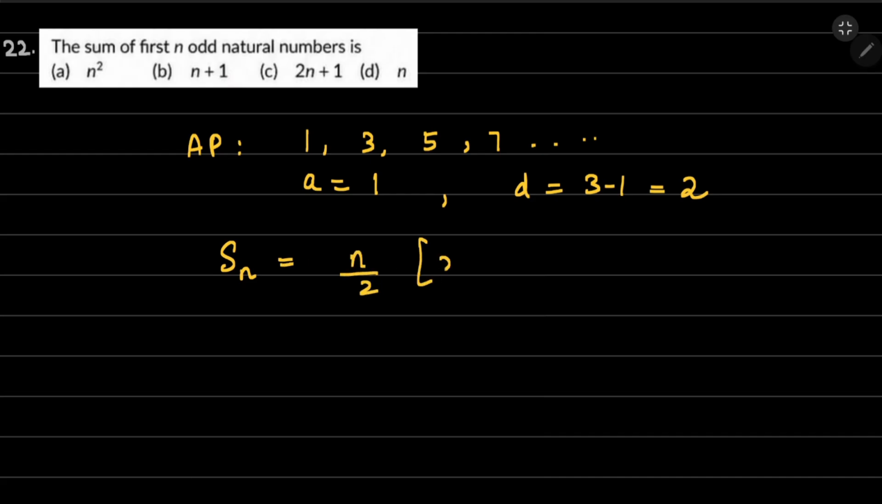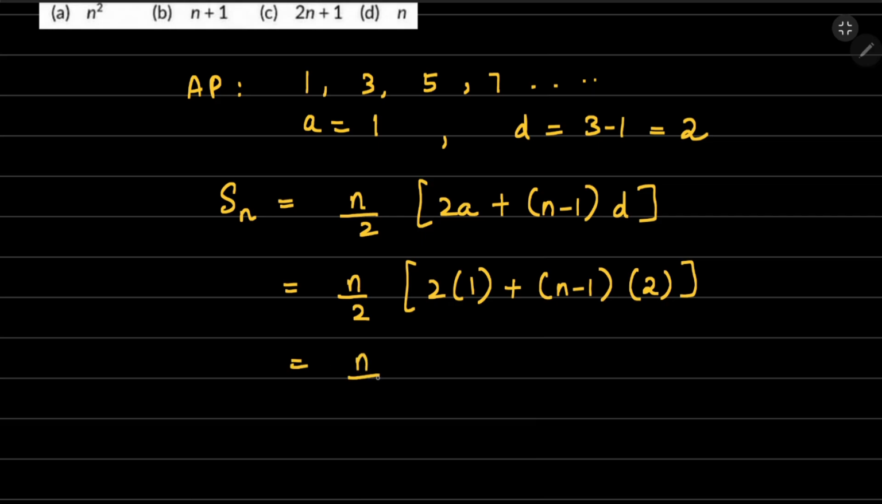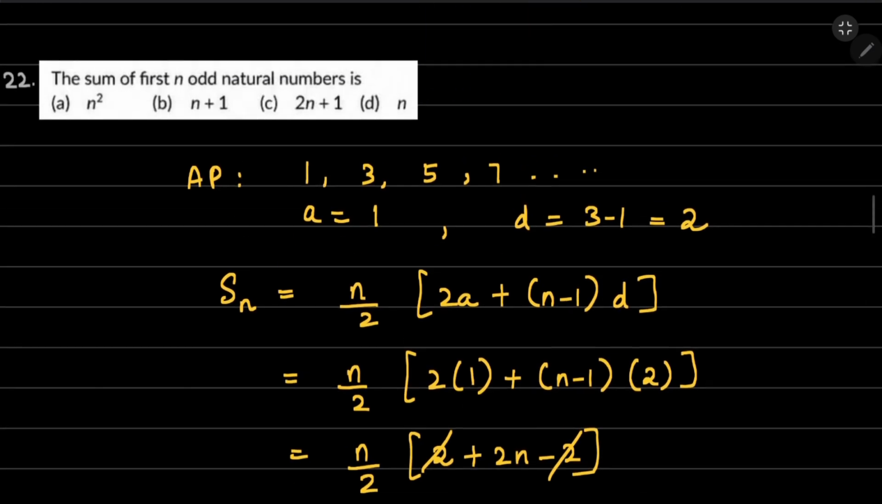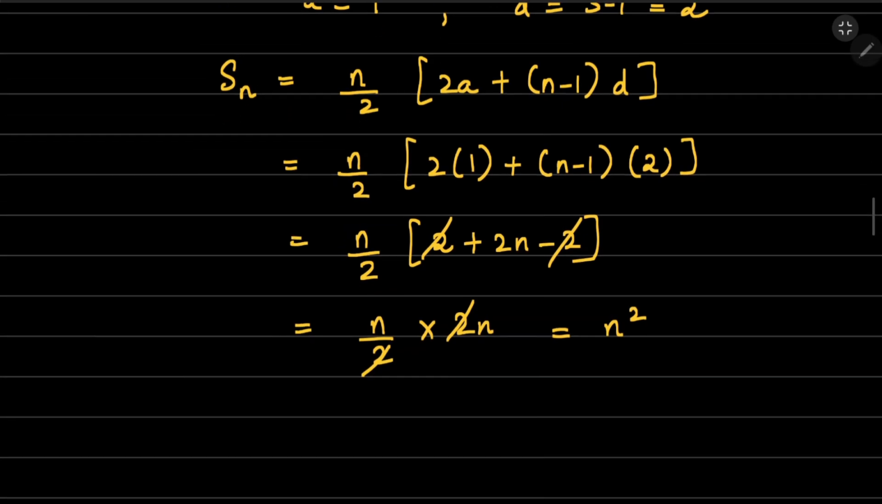So n by 2 into 2A plus n minus 1 into D. I think we just did a similar question. n by 2 into A is 1 plus n minus 1 into D is 2. Just solve it. So you have n by 2 into 2 into 1, 2 plus 2n minus 2. So 2 minus 2 will get cancelled. You will have Sn equal to n by 2 multiplied by 2n. Again, 2 and 2 will get cancelled. The answer is n square. Right? Option number A is the correct answer. Let's move on to the next question.